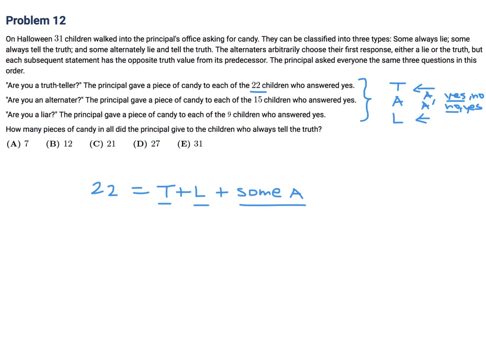Now the next equation would be equal to 15, and that's basically people who are asked, are they alternators? Of course, some of the alternators would say yes to that. We don't know which ones are saying yes first or no first. But then, of course, all the liars, because the liars are going to lie and say, oh yeah, we're alternators, even though they're not. And then the last one, are you a liar? That one is a 9.